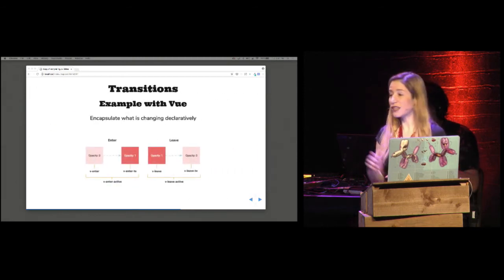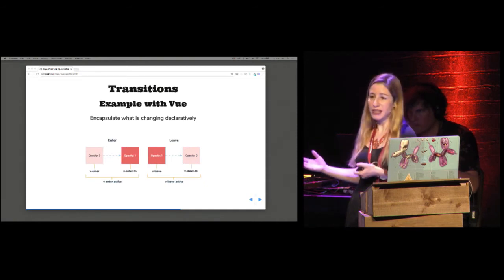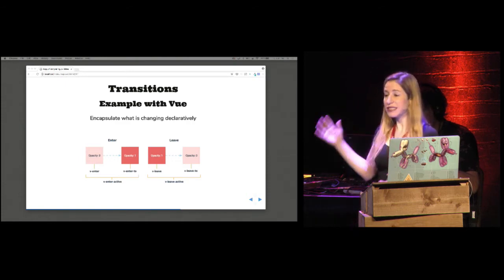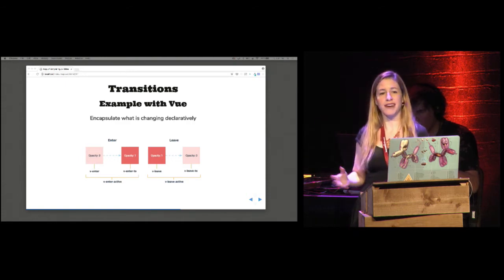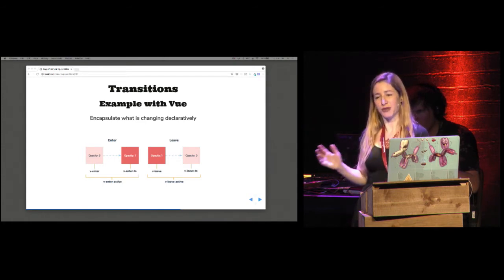So we're going to talk about the progressive framework Vue for some of these examples. I really like this framework because they've done a really good job of understanding transitions of state in a responsible manner. You're also actually writing HTML and semantic markup, which is really, really nice.